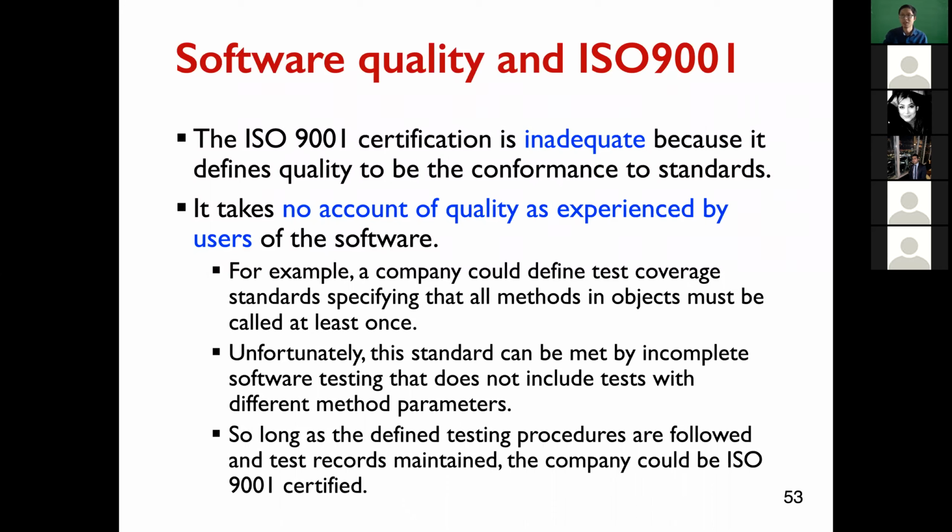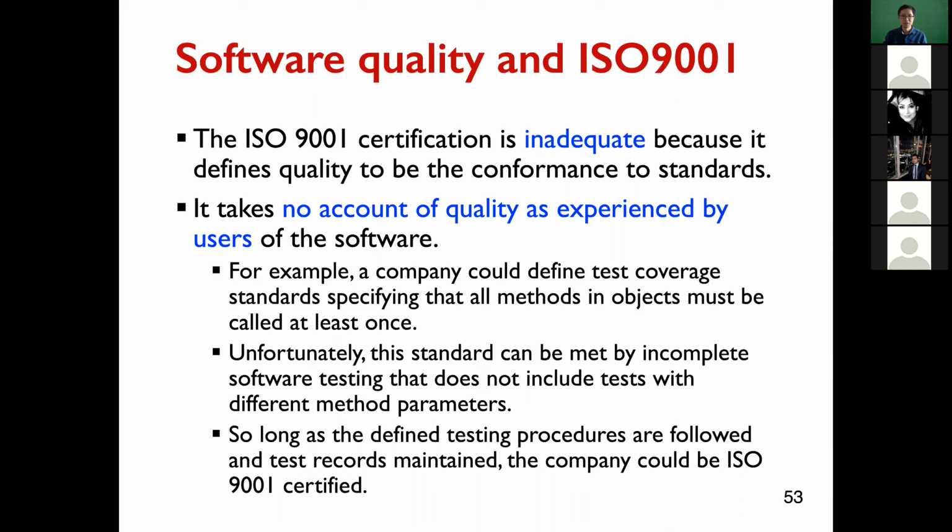So this example shows that even if you are ISO 9001 certified, the certification doesn't mean you can deliver high quality software. It doesn't guarantee high quality software. So talk about this standard. This standard is not about software, it's about all products.